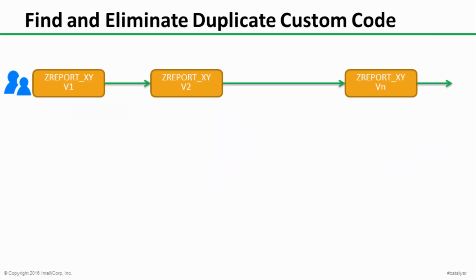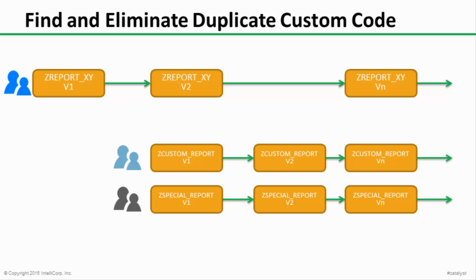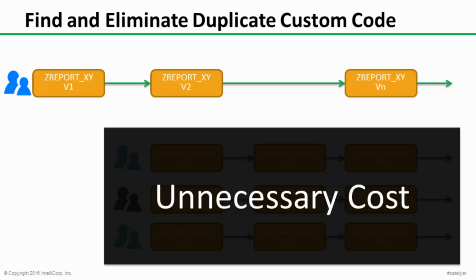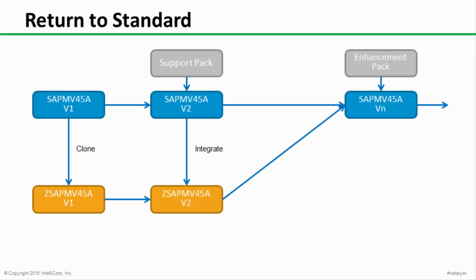A common experience of larger SAP application deployments is duplicate custom code. Over time, essentially the same functionality is created multiple times and is often used by different user communities. This is costly. Why maintain half a dozen duplicate custom programs when we can maintain just one? SAP continues to enhance standard functionality. This creates opportunities for us to eliminate altogether our custom code and return to standard.